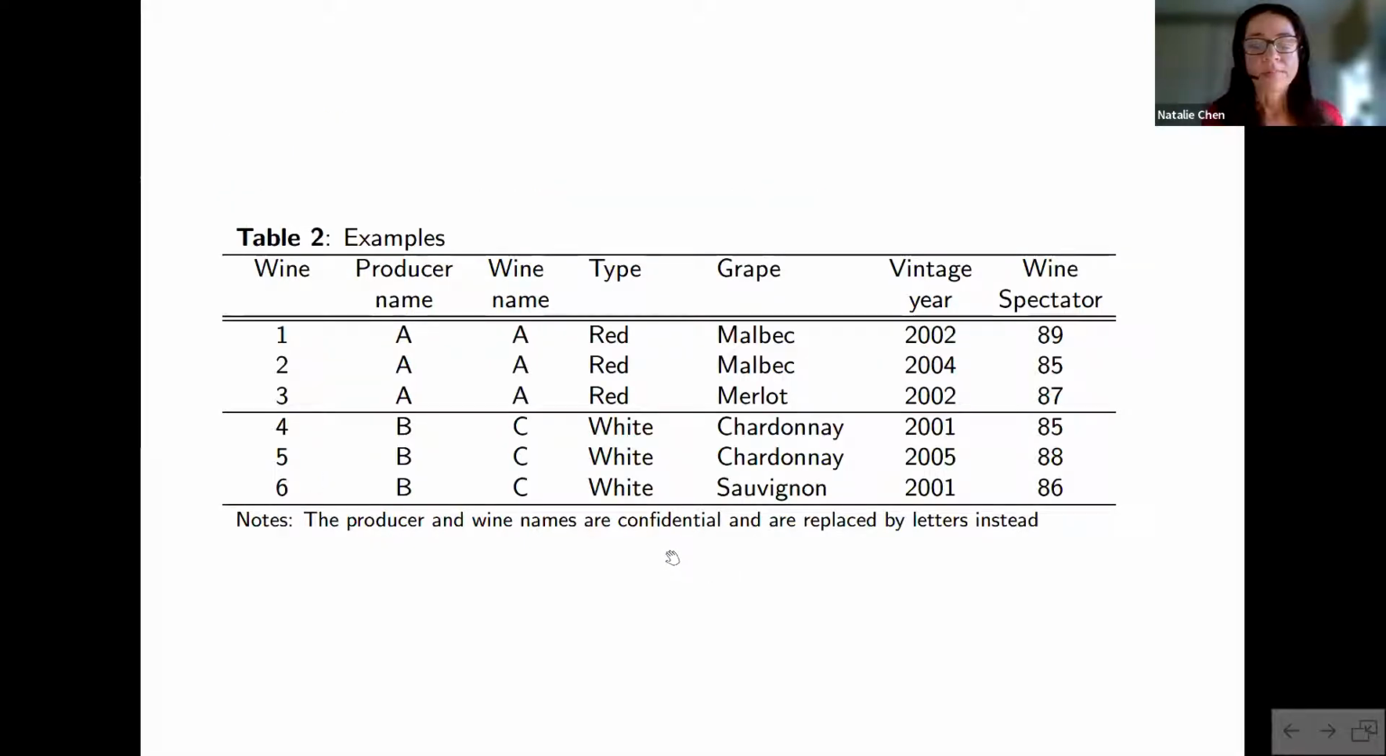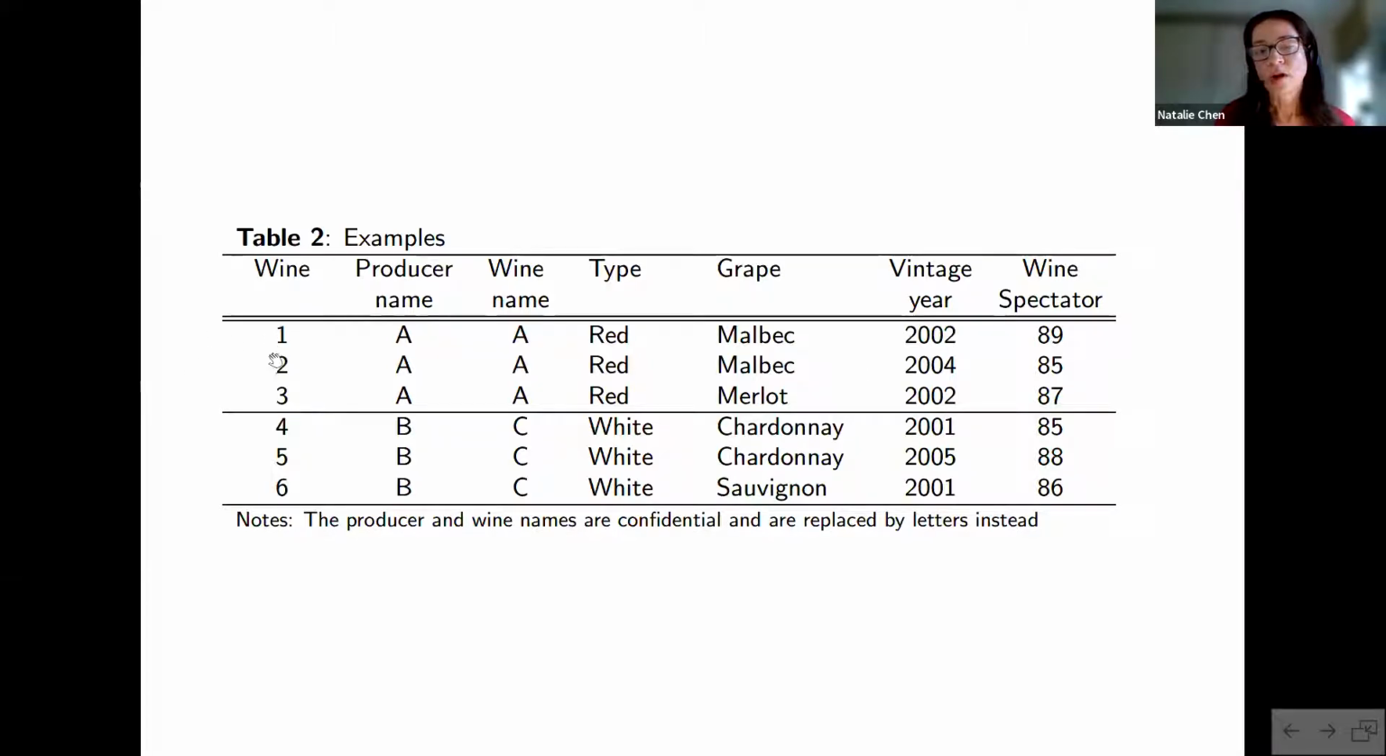Just to give you more information on how disaggregated the data are, here I'm reporting a few examples of wines that we can observe in our data set. The producer and the wine names are confidential, so they're replaced by letters instead. First look at wines 1, 2, and 3. They are all produced by a producer with a name A, and they all have a wine name that is the same as the producer name. So here it's very easy to identify that those wines are produced by the producer because they have the same name. Those wines have a type where they are red. Here you have the grape, and then you have the vintage year.